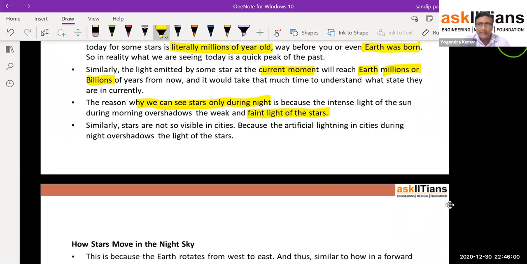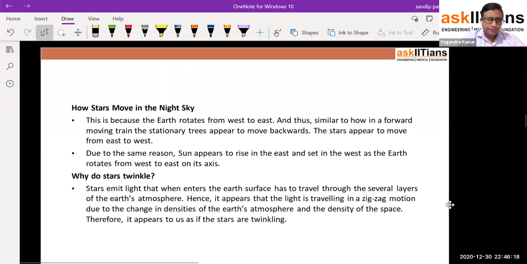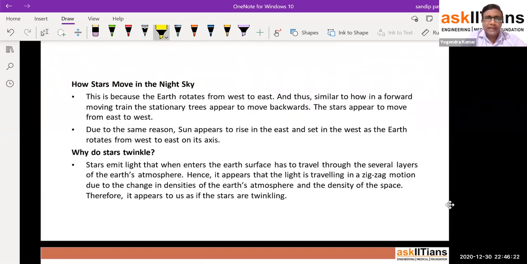Therefore intensity becomes less. Even at night, stars are not visible in the cities. Why? Because we do have a lot of lights with us. So obviously those overshadow the lights from the stars. Why? Because again stars are very, very far away, right? Then let's see how the stars move in the night sky.